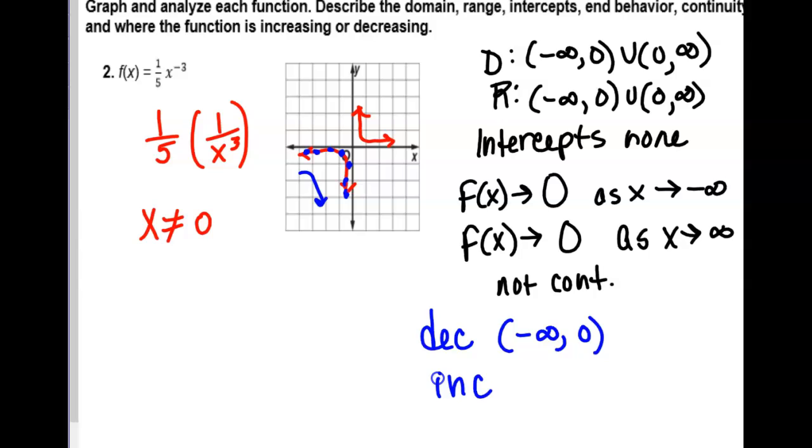And then it's increasing. Again, no, I'm totally wrong. Look at this branch. If you put in a value up here, what are the y values going to keep doing? Getting smaller and smaller and smaller, closer to 0, but they're going down. It is also decreasing from 0 to infinity. That entire thing is decreasing.